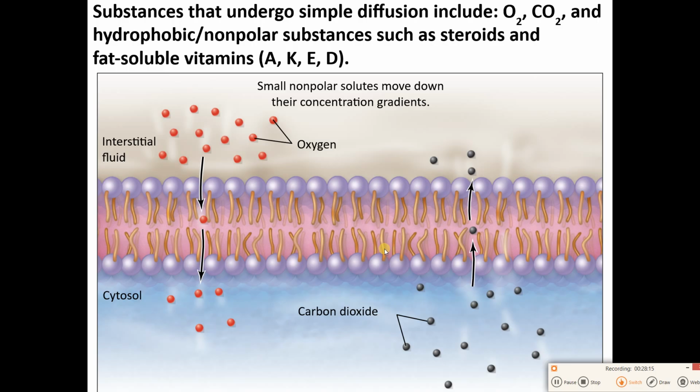Hydrophobic things, in other words, non-polar things like steroids, as well as your fat-soluble vitamins, vitamins A, K, E, and D, they are going to simply diffuse as well. They can go right through that cell membrane. No transport protein required.